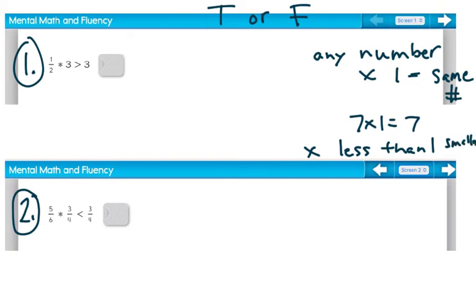So if I take 1/2 times 3, would that be greater than 3? True or false? Number 2, if I take 5/6 times 3/4, would that be less than 3/4? True or false for each one of those?